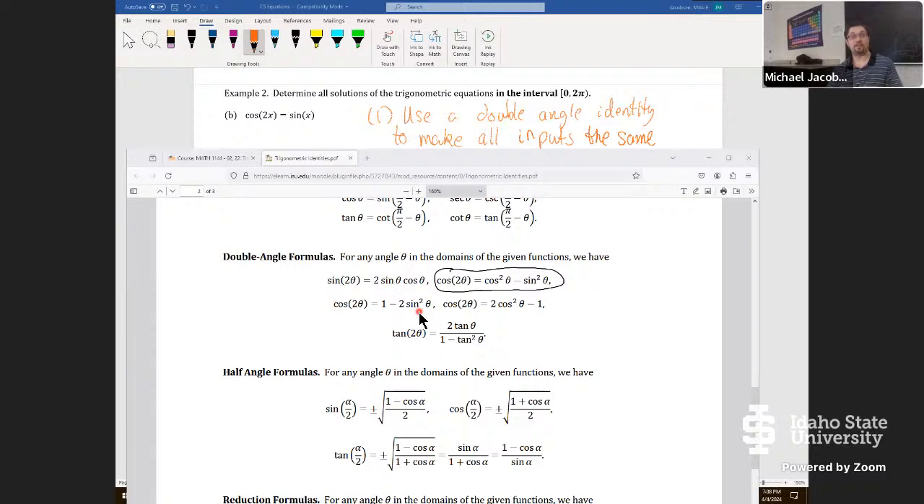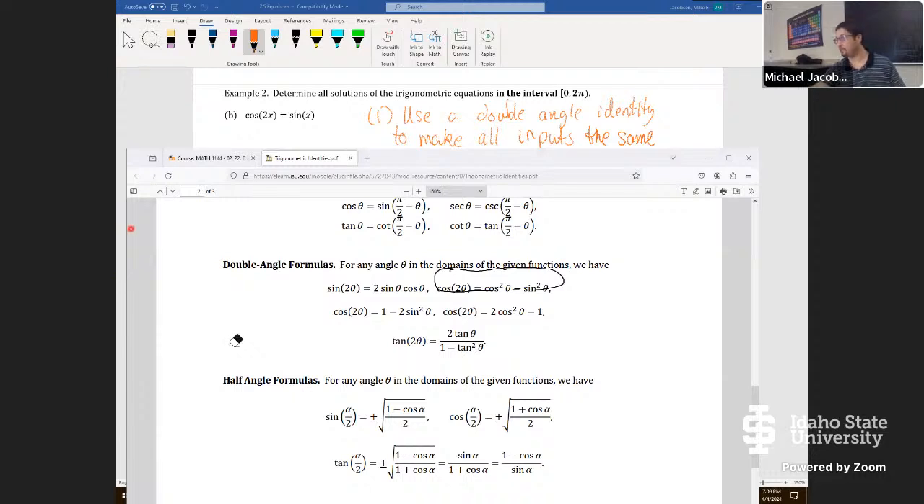Cosine 2 theta involving 1 minus sine squared theta. How do you prove that? Well, you just use the Pythagorean identity right here. Cosine squared theta is 1 minus sine squared theta. So you combine 1 minus 2 sine squared theta when you combine your like terms. So let's cite that identity and use it right away.